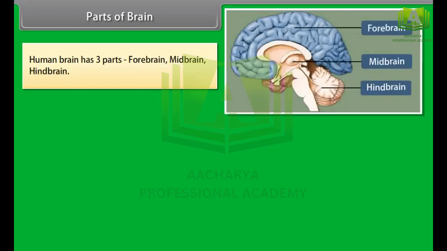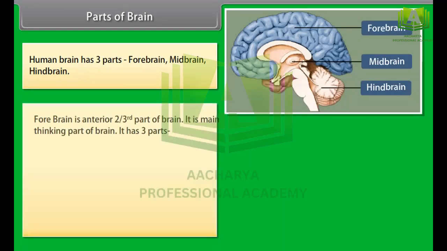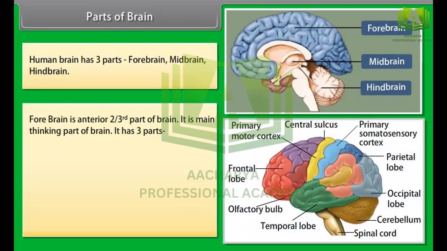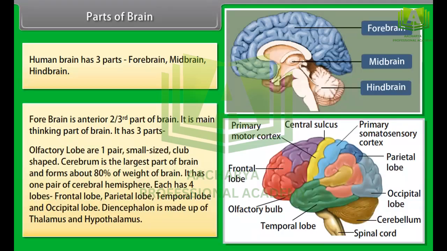Parts of brain. Human brain has 3 parts: forebrain, midbrain, hindbrain. Forebrain is anterior, 2/3 part of brain. It is the main thinking part of brain. It has 3 parts. Olfactory lobes are 1 pair, small-sized, club-shaped. Cerebrum is the largest part of brain and forms about 80% of weight of brain.